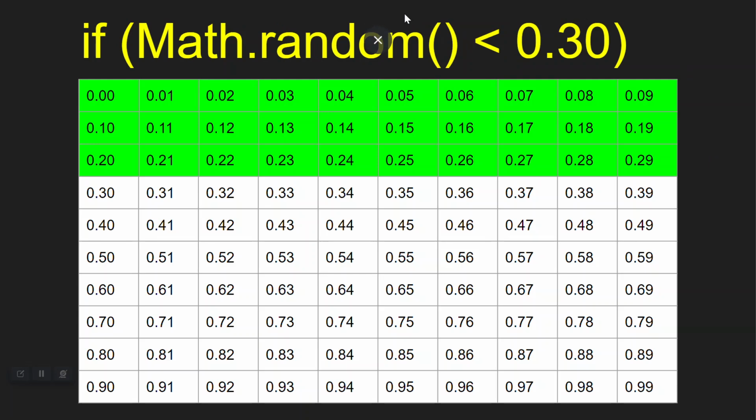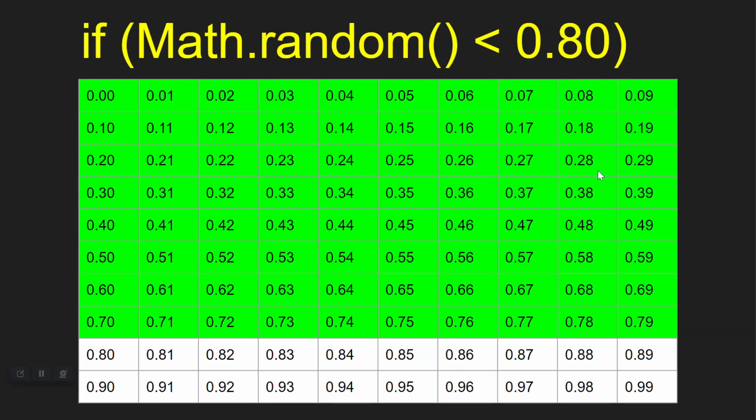Now, if we put math.random in an if statement, and if we said if math.random is less than 0.30, then this entire area that's shaded in green is the portion of math.random that would fit this condition. So in other words, if I wanted to make sure that something happened only 30% of the time, then I could say if math.random is less than 0.30, then go ahead and do this thing.